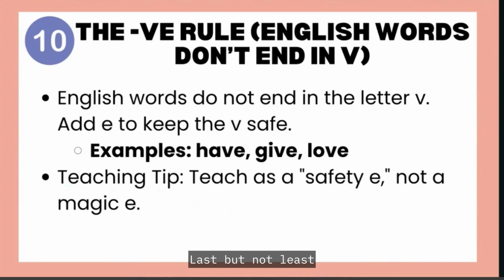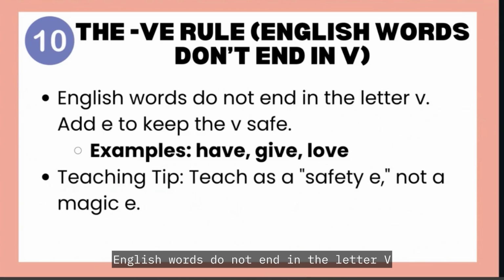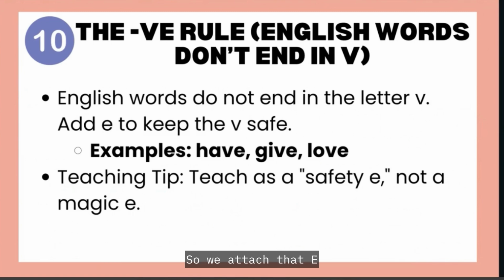Last but not least, and there are many more hacks. These were just the 10, I guess, most common that I was finding when I was researching. This is the VE rule. English words do not end in the letter V. So to keep that V safe, we add an E to the end. So it's a little different than the magic E. We can just call it a safety E in a sense. So essentially we want to keep that V safe, so we attach that E.